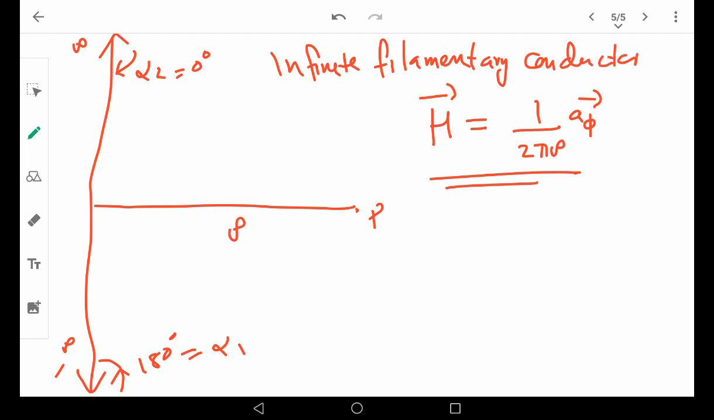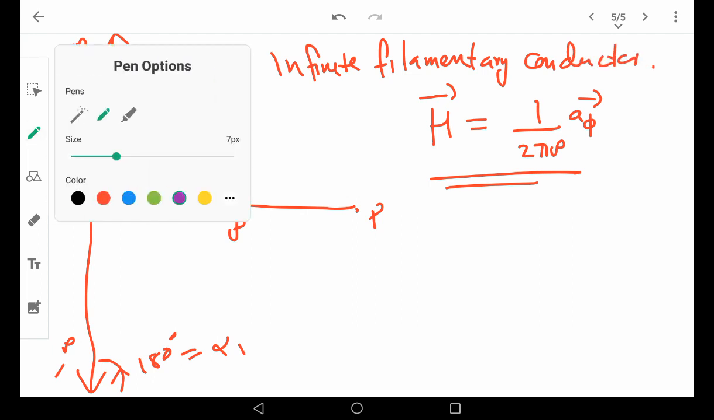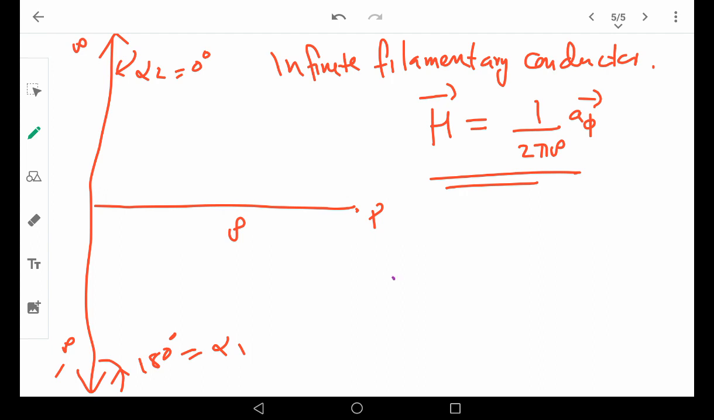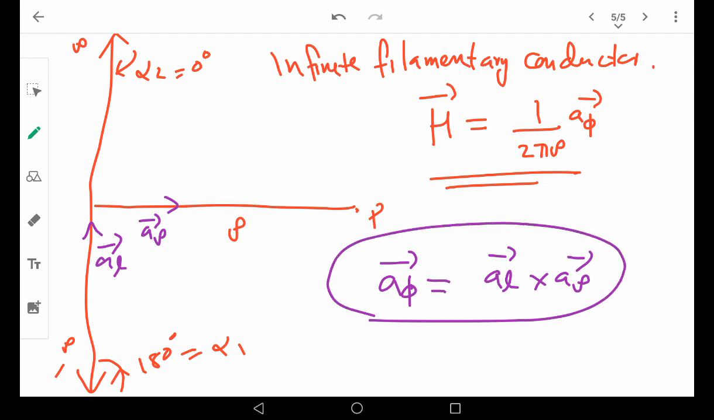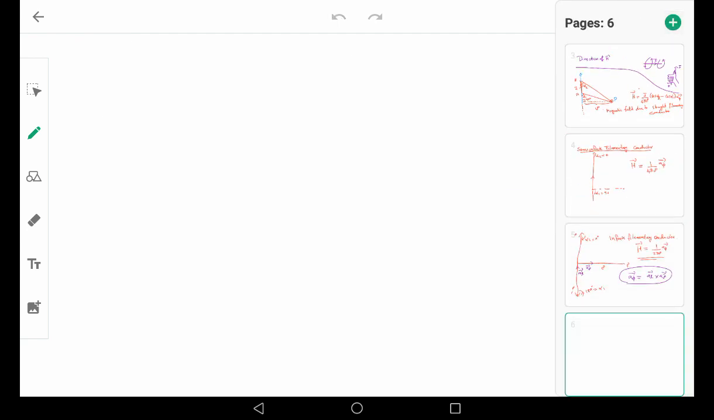Okay. Now, if you take the case of A phi, what is the direction of A phi? A phi is given as the cross product of A L, that is this direction, and A rho, which is in this direction. Thus, you will find out that A phi. Okay.